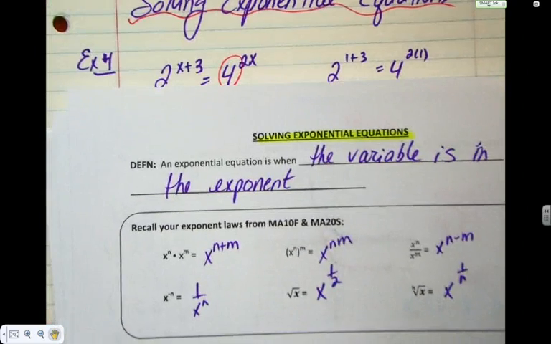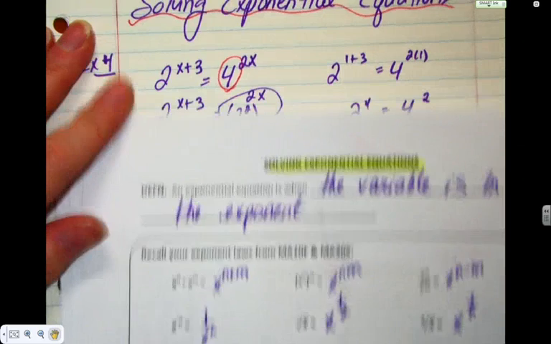Okay, so step number 1. 4 is going to come out and become? And how did I know that? Because I looked at what's the lowest base in the question. What's lowest, 2 or 4? 2. So then I know I have to change 4 into 2, and the only way to do that is to make it 2 squared.